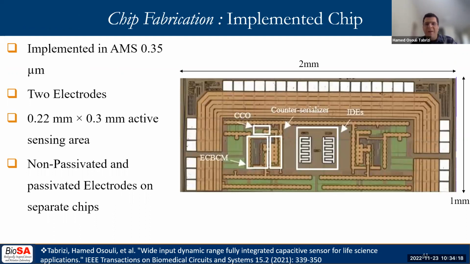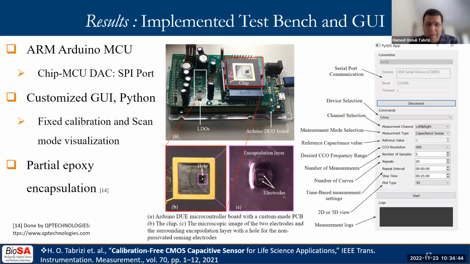Now, let's look at the first fabricated chip consisting of 2 electrodes. This chip occupies 1 millimeter by 2 millimeter silicon area. The active sensing area is 0.22 millimeter by 0.3 millimeter. We have repeated the fabrication of this chip in 2 different runs to have passivated and non-passivated electrodes. This is our implemented off-chip electronics on PCB and the graphical user interface for the first chip. You can see the full system with the partially encapsulated chip.